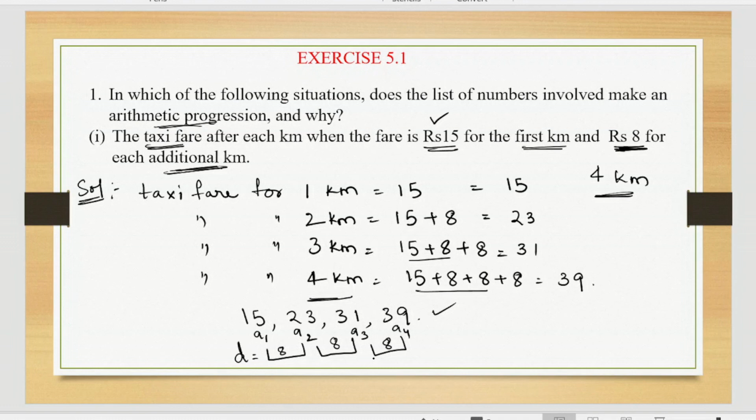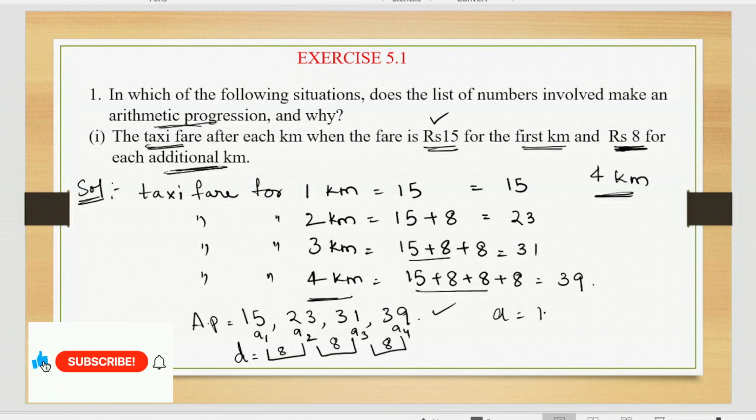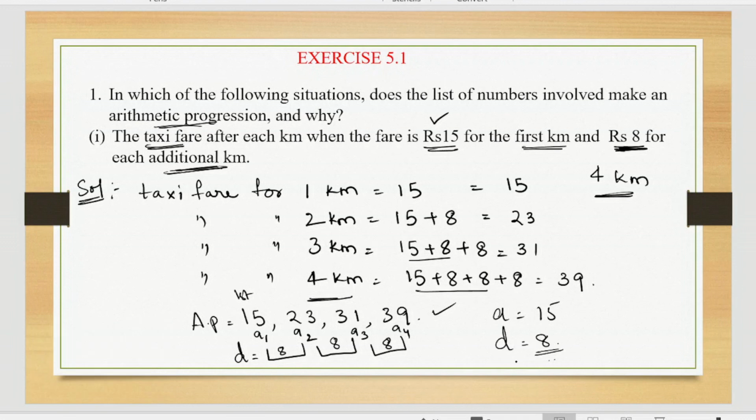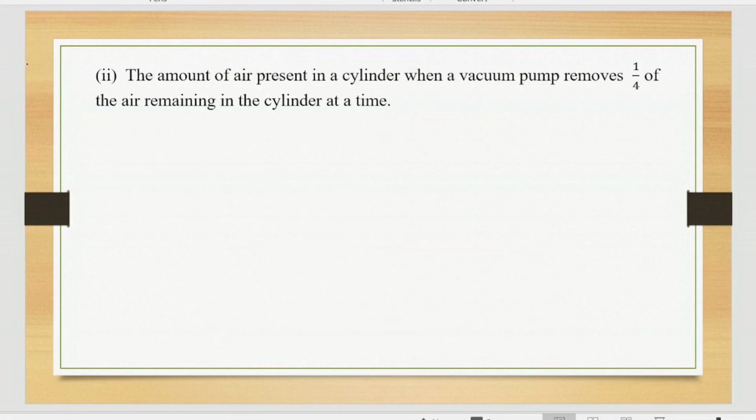Which is the same. So we can say that the list of numbers forms an AP with the first number A equal to 15. This is the first number. And what is the common difference? D is equal to 8 here. Okay, clear? So let us see the next question.